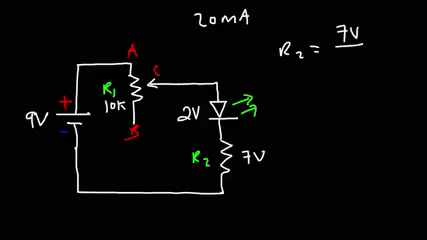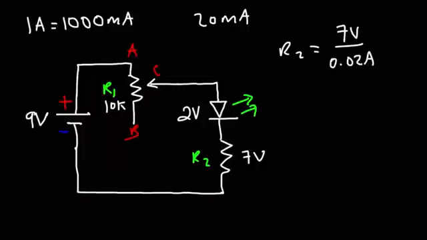Now, if you want to convert from milliamps to amps, divide by 1,000. 1 amp is 1,000 milliamps. So 20 divided by 1,000, that's 0.02. So 20 milliamps is 0.02 amps. 7 divided by 0.02 is 350. So we want R2 to be 350 ohms.